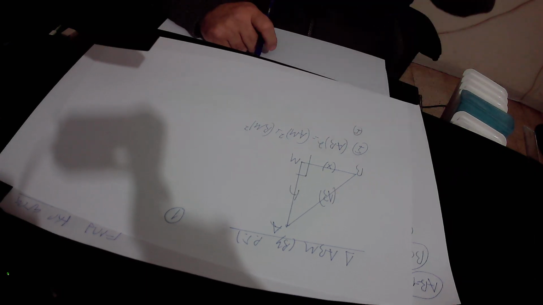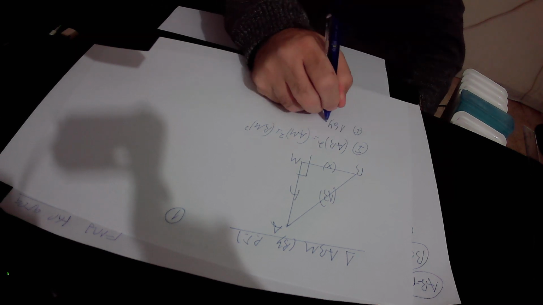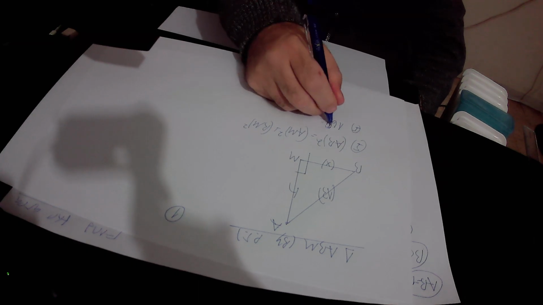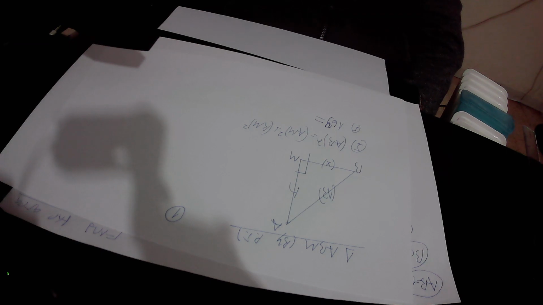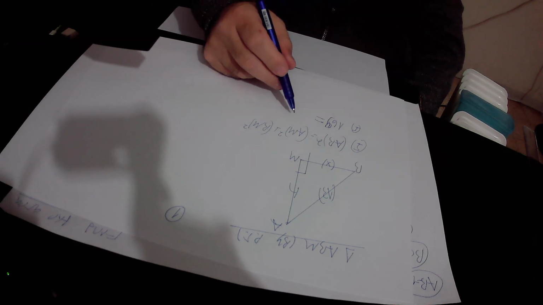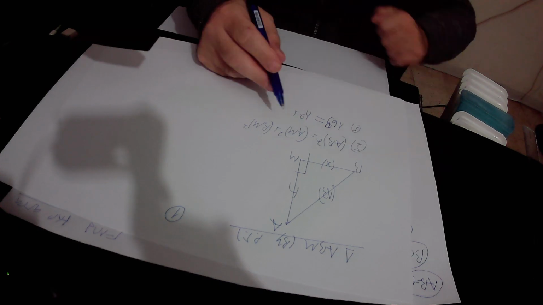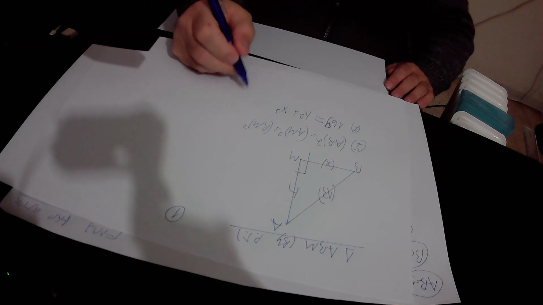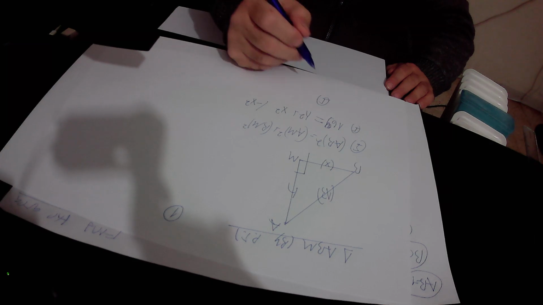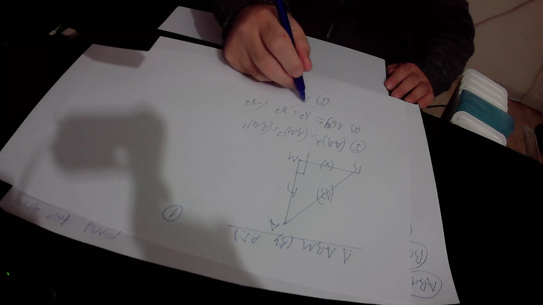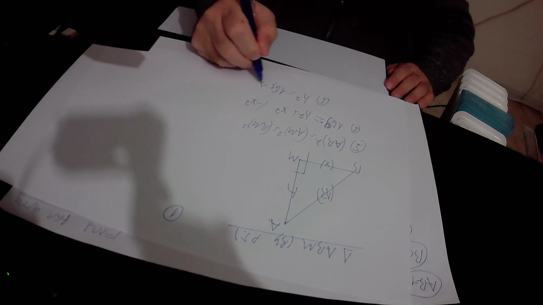AB is 13, therefore AB squared is 13 squared, that is 169. And it equals AM squared. AM is H, therefore AM squared is H squared, plus BM squared. BM is X, therefore BM squared is X squared. So here we subtract X squared from this equation, and you get that according to equation number 1, H squared equals 169 minus X squared.